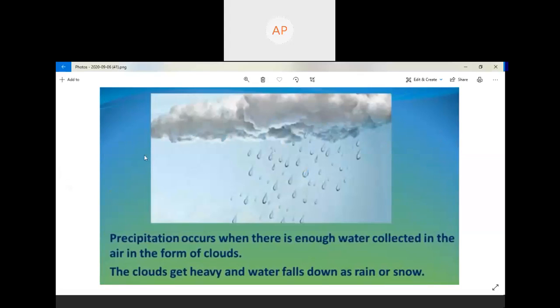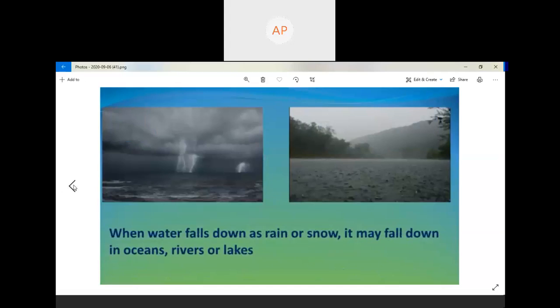Next, the third process is precipitation. Precipitation occurs when there is enough water collected in the air in the form of clouds. So there are clouds, and at one point of time when the cloud is heavy, full of water, it pours down as rain, or in some places it pours down as snow. So the clouds get heavy and water falls down as rain or snow.